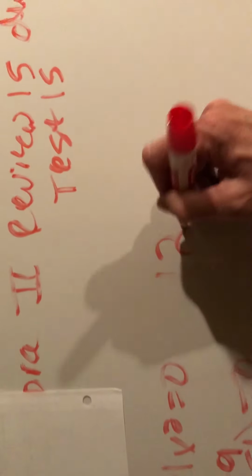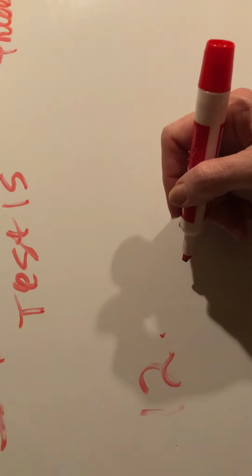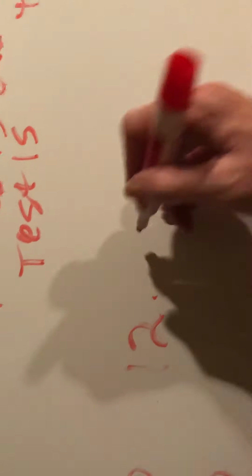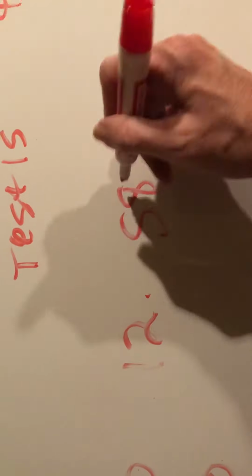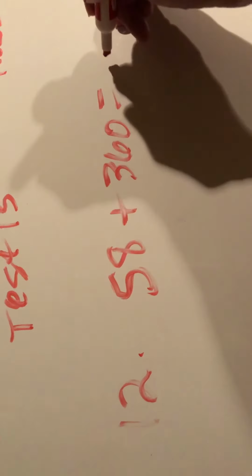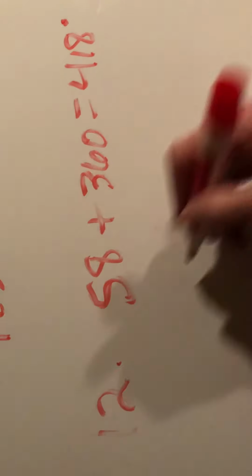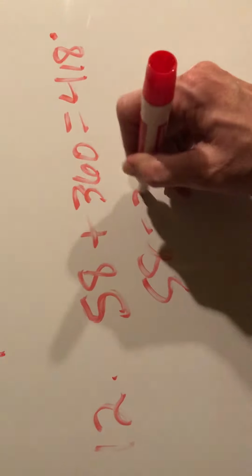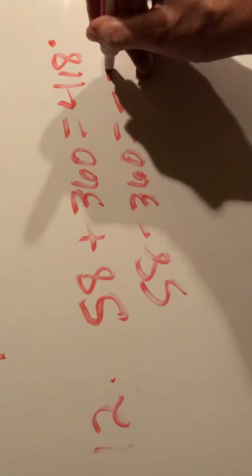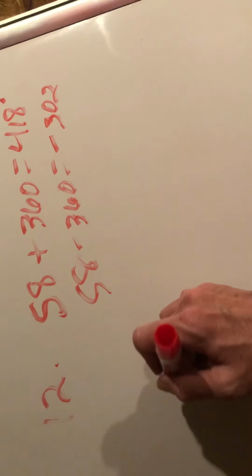Number 12. You want one positive and one negative coterminal angle. So if you want the positive coterminal angle, you're going to add 360, and that would give you 418. If you want the negative coterminal angle, you subtract 360, which would give you negative 302. Real easy to find positive and negative coterminal angles. Add 360 for positive, subtract 360 for negative.